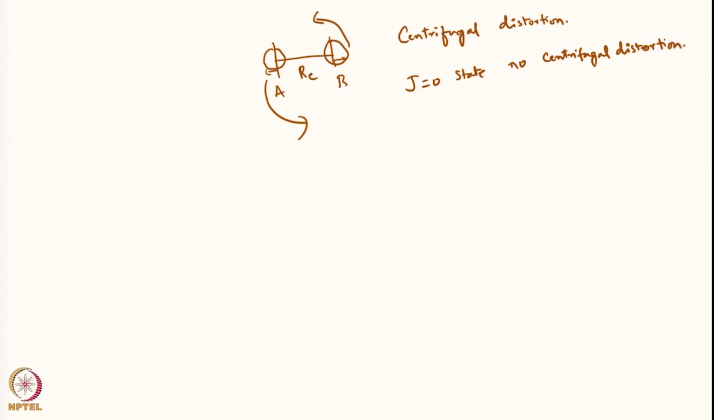Okay. So, as the J states keep increasing, the centrifugal distortion becomes more and more effective. Now, what is it doing? It is increasing the bond length. So, your AB is no longer Re, but something slightly more than Re, and we know as the distance increases, the rotational constant goes down. So, effectively when the rotational constant goes down, the delta E goes down.